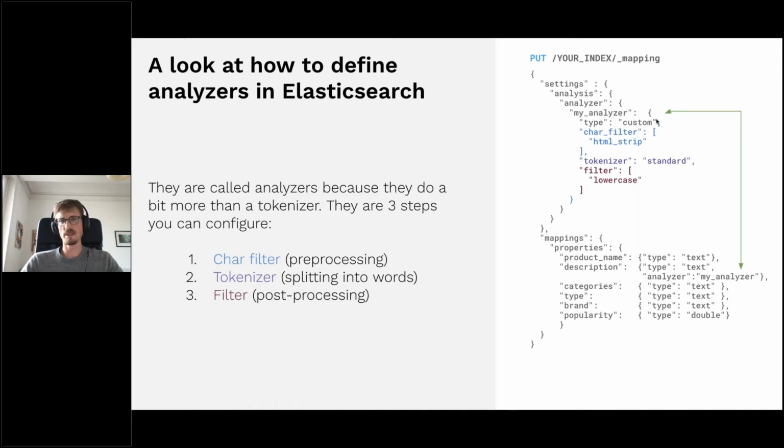The way to do this is to define here my analyzer, which is a custom one. We can see that as a pre-processing step, we would remove all the HTML tags. Then we would use a standard tokenizer, which is typically for the English language. And then we would lowercase all the words, and that would be the post-processing part. So we can see it's fairly easy to define our own custom ones, and in the next slides, we'll see a few examples of what we can do with that.